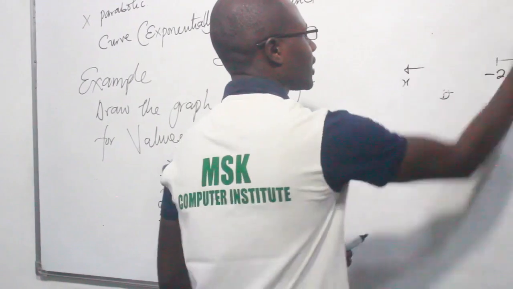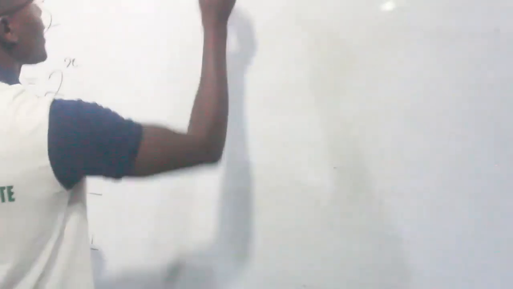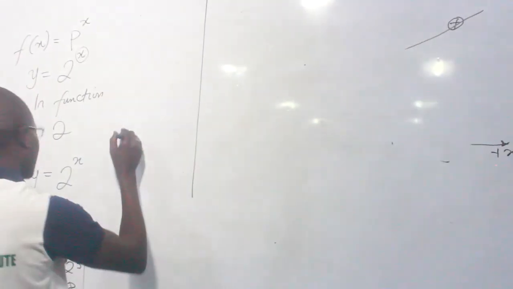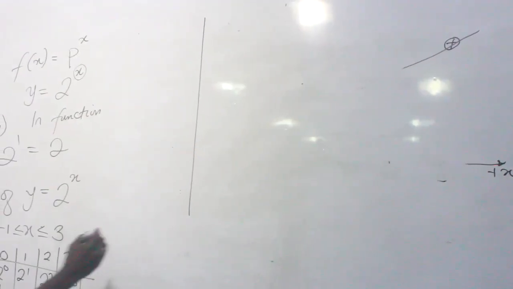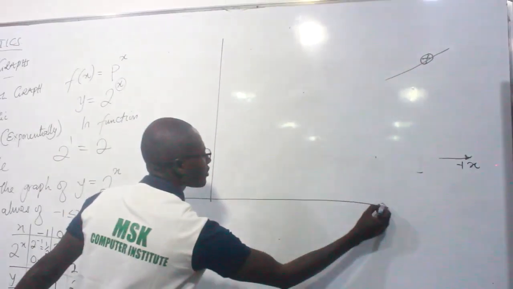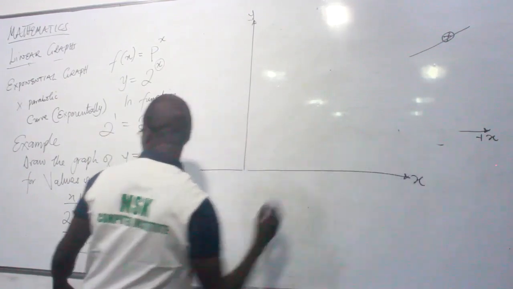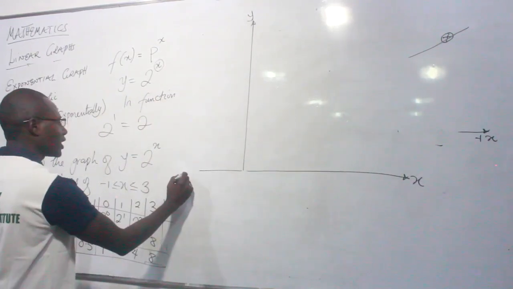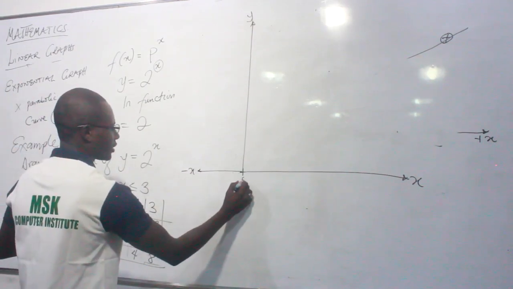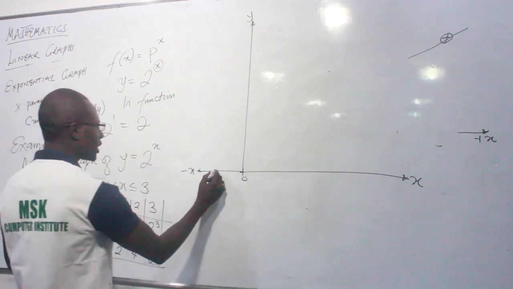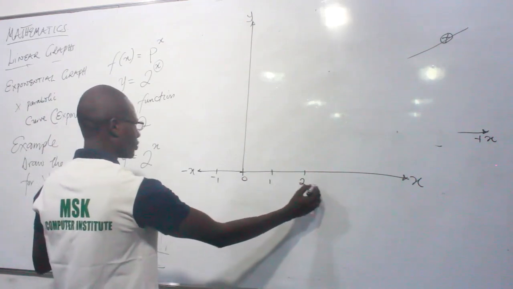Let's look at the graph in this part. Now, let's draw the graph. In the y-axis, we have no negative value, so let's start from the base. This is y, and this is x. In x, we only have -1. So this is -1, and this is the 0 point, then 1, 2, and 3.